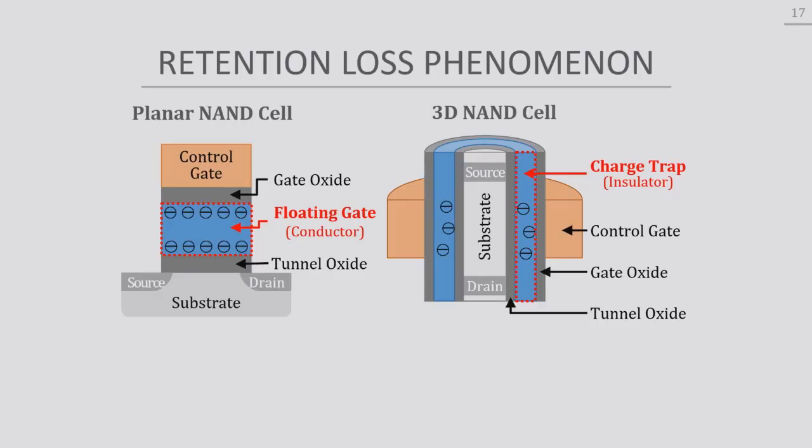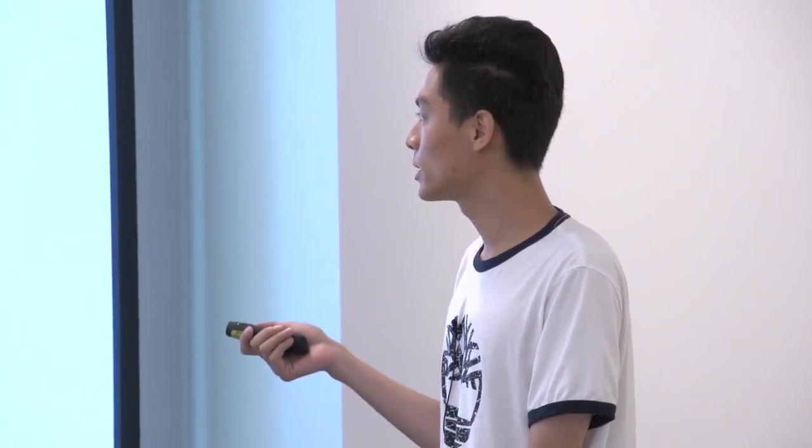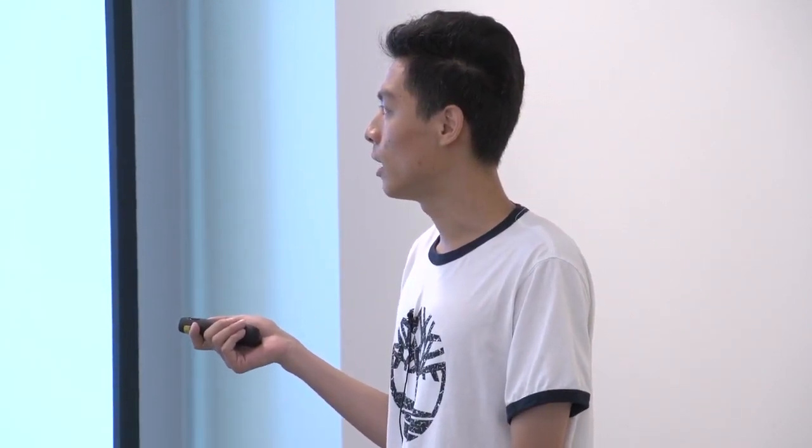And then the second observation that we make from our characterization is on the retention loss phenomenon. The retention loss is a phenomenon of charge leakage from the flash cell over time. On the left here, I'm showing an internal diagram of a planar NAND cell. On the right is an internal diagram of a 3D NAND cell. Essentially, these charges are stored in the floating gate of a planar NAND cell.